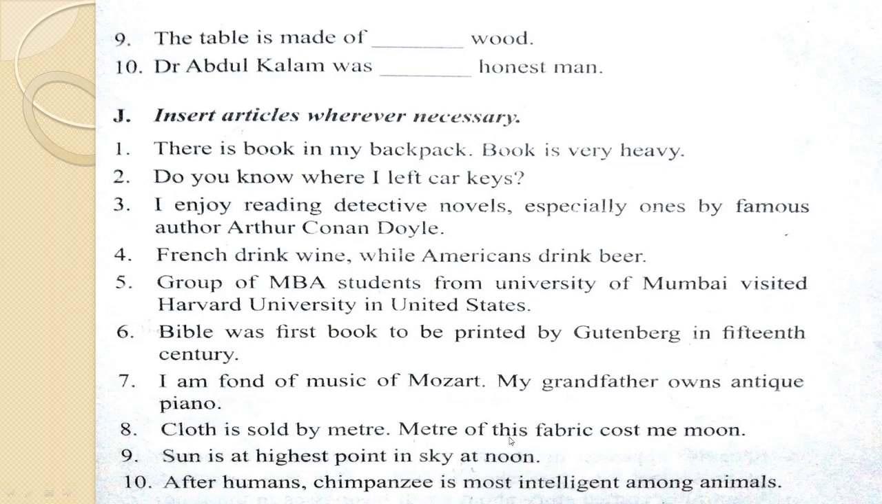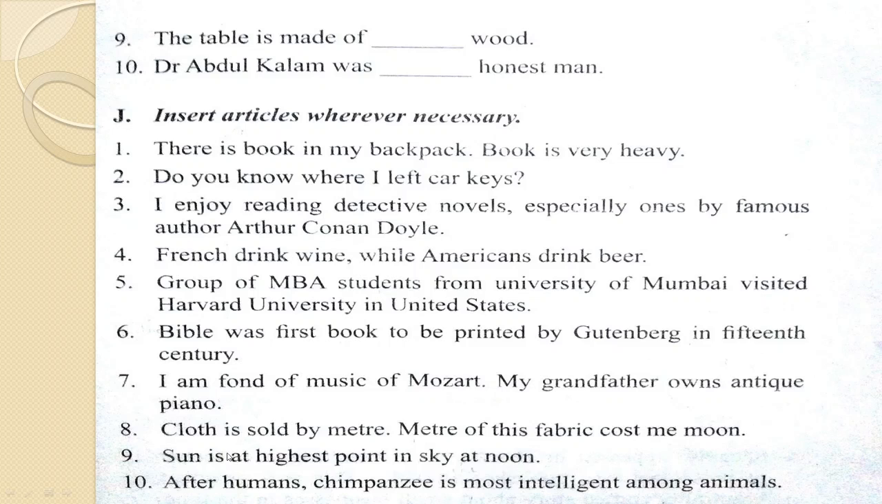We cannot use the meter because we are referring to a quantity here. Costs me moon means costs me a lot of money. A meter of this cloth or fabric costs me moon.